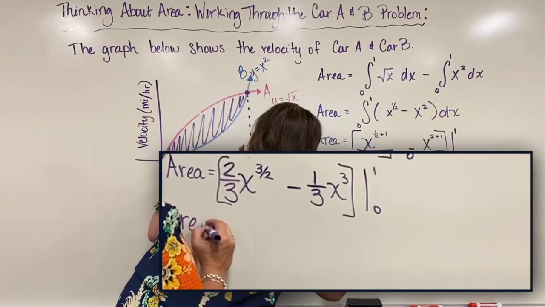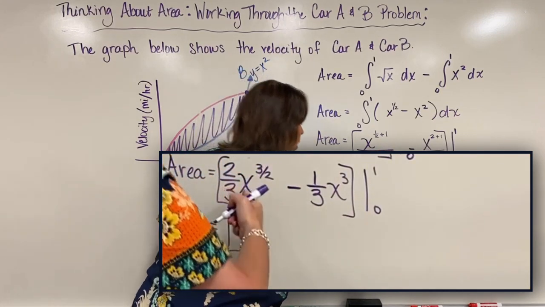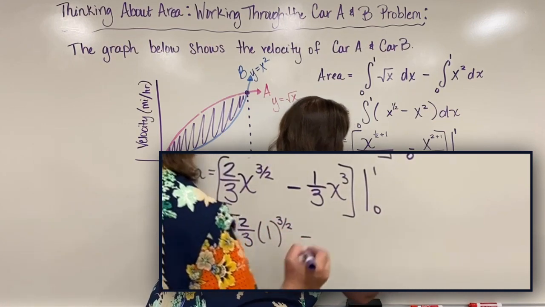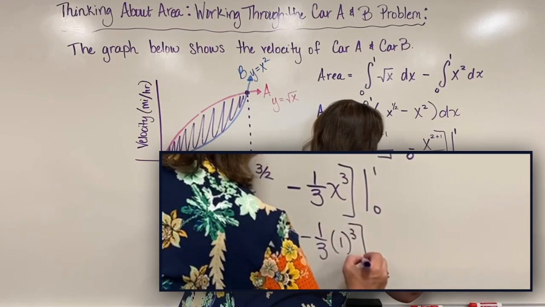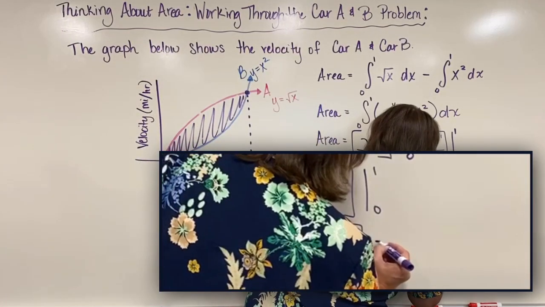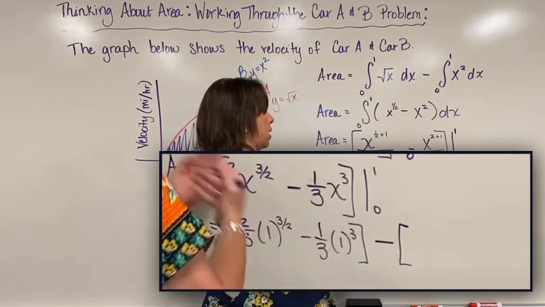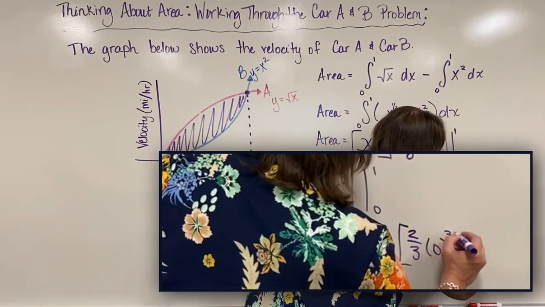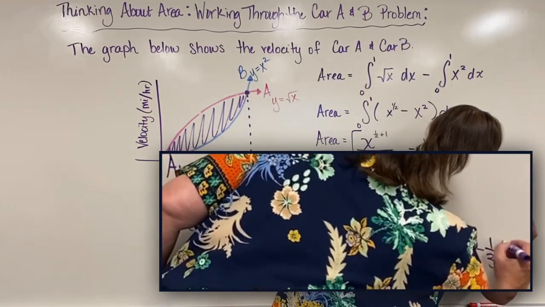So I'll write that out. We have area is equal to, I'm going to first evaluate my antiderivative at 1. So I have 2/3 times 1 to the 3/2 power minus, and then here I have 1/3 times 1 cubed. That's just the first part, evaluating my antiderivative at 1. But per the fundamental theorem of calculus, I now need to subtract off a similar process, but when I evaluate at 0. So I now have 2/3 times 0 to the 3/2 power minus 1/3 times 0 to the 3rd power.